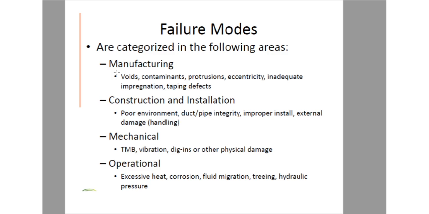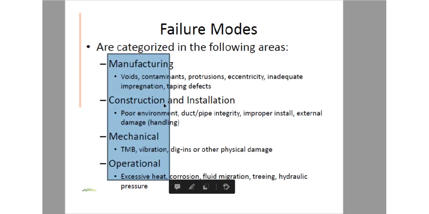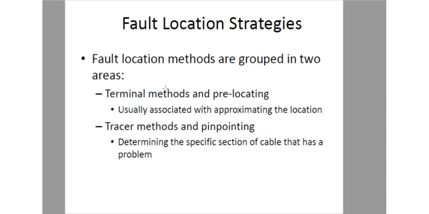Basically, we have discussed that the failure modes are of four types. It can be manufacturing, it can be construction and installation, it can be mechanical, and it can be operational. So, if we focus on these four areas, then we can minimize the failure of the electric power cable. Let's say there are methods for fault location.